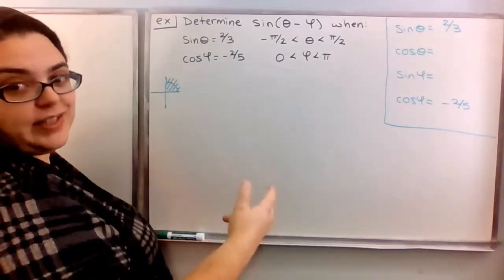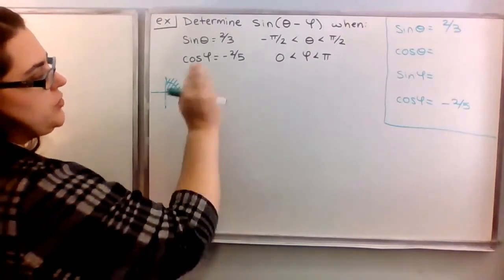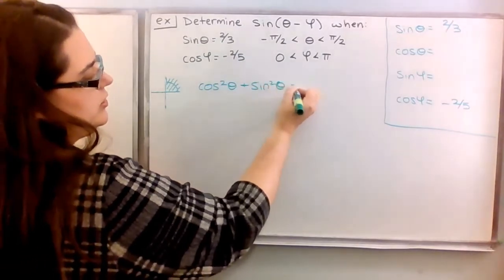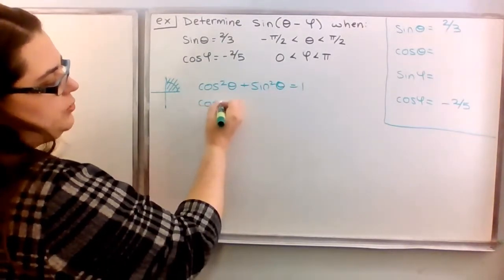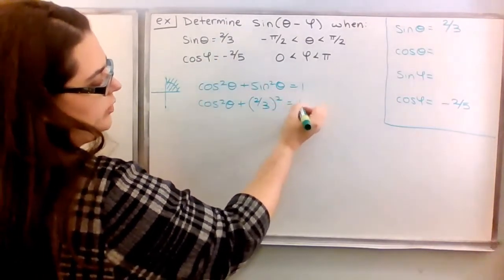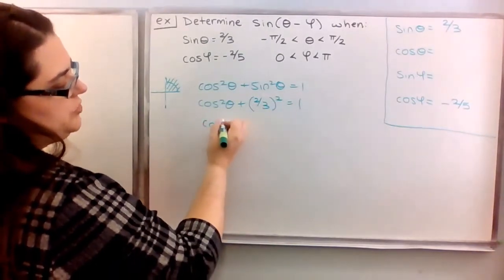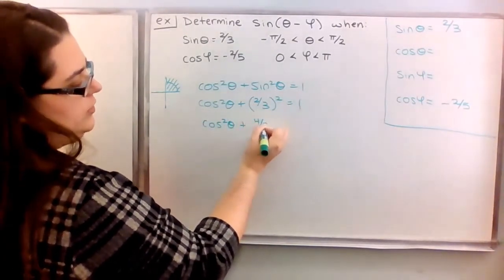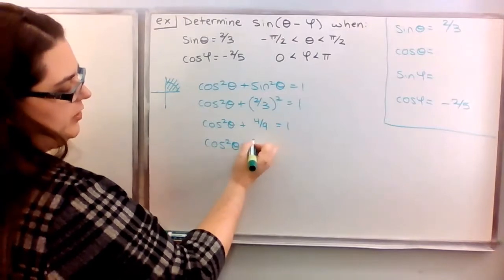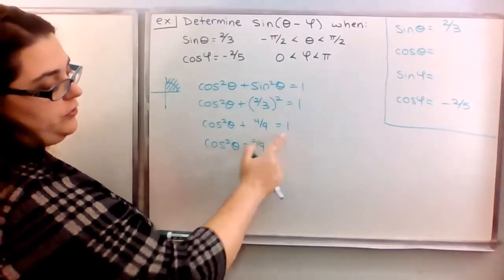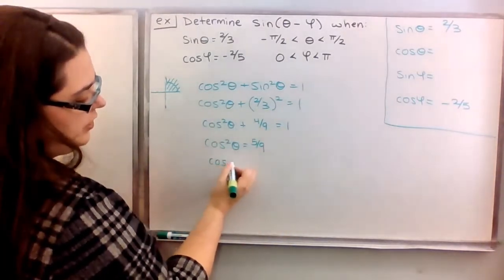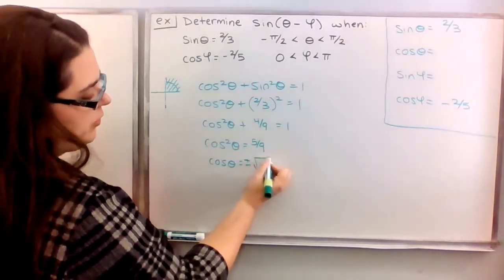I like to use the Pythagorean identity to find my missing cosine. So I'm going to do cosine squared theta plus sine squared theta is 1. So cosine squared theta plus 2/3 squared is 1. So cosine squared theta plus 4/9 is 1. So cosine squared theta is going to be 5/9. If we subtract 4/9 from both sides, we get 5/9. Then we're going to square root. So we get cosine of theta is plus or minus the square root of 5/9.